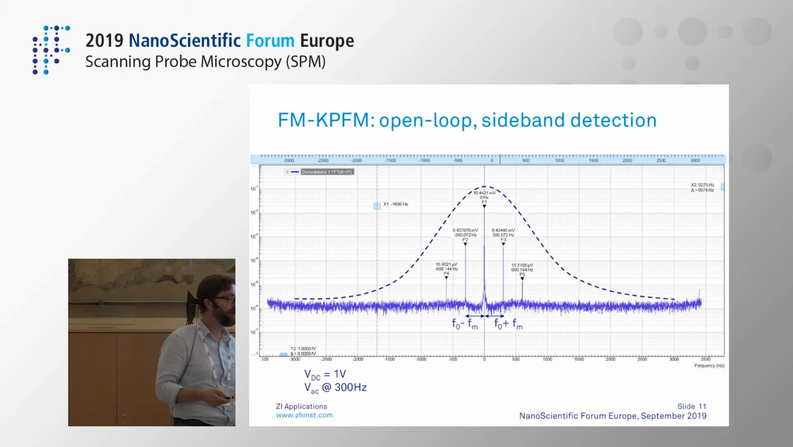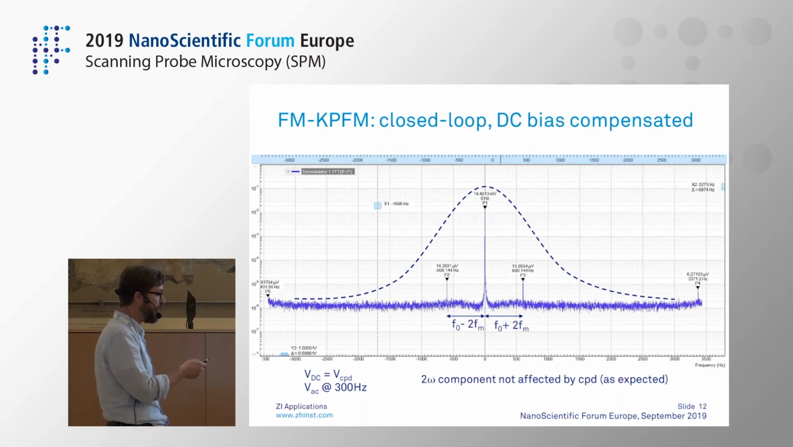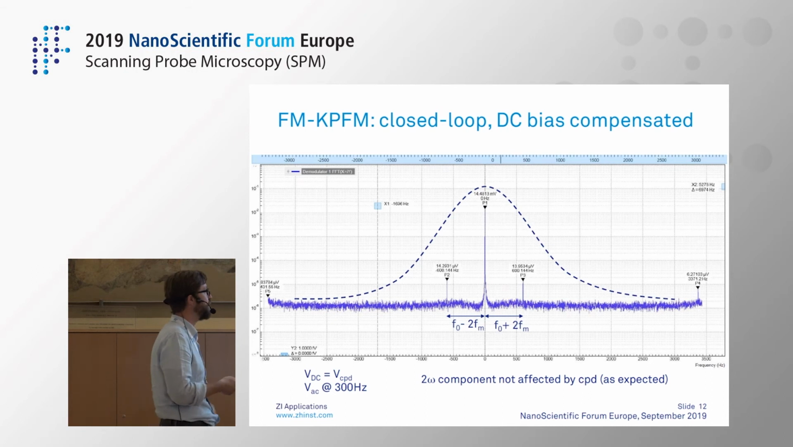And then of course you can apply feedback, and when you do, you can compensate for the electrostatic contribution, and therefore you don't have the omega component anymore. But you still have the 2 omega component that remains, because this is only capacitive, which you can also measure at the same time. Or some people even make some feedback on that too. So that's this typical example on Kelvin probe.